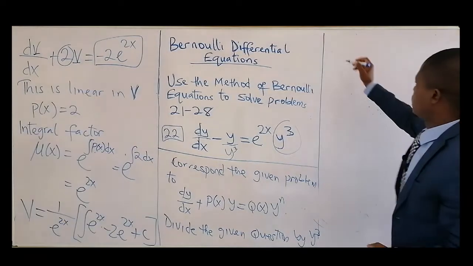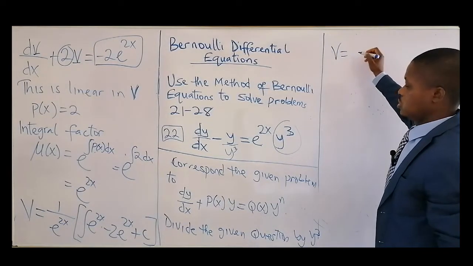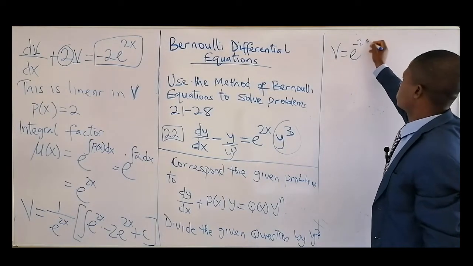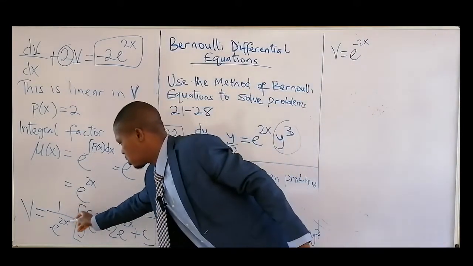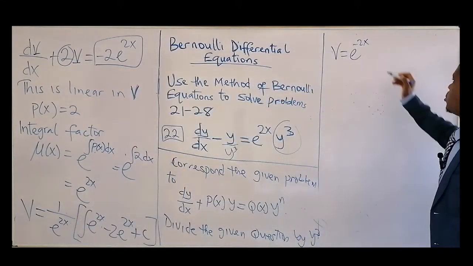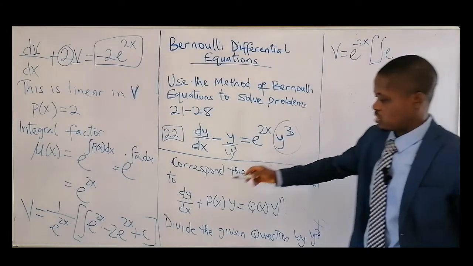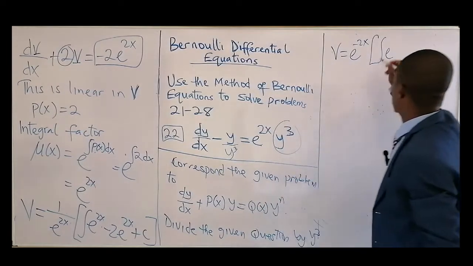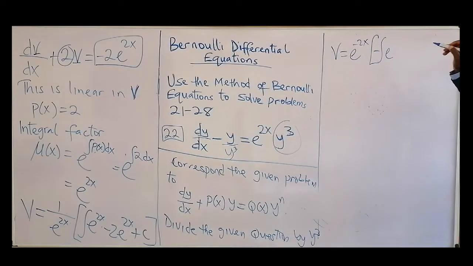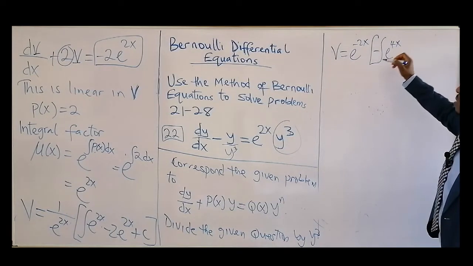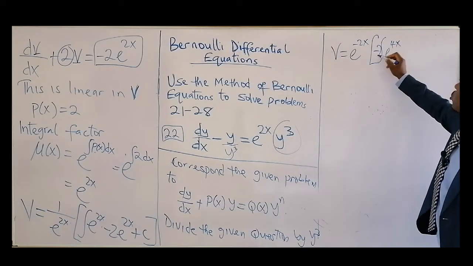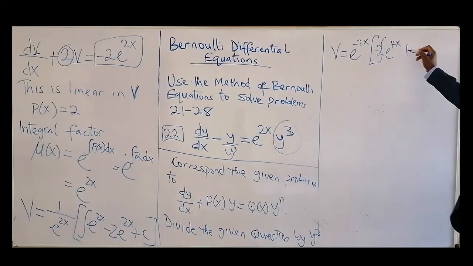Then we now have v equal to e^minus 2x. If you remove this 1 over, that becomes e^minus 2x, equal to bracket integral of e^2x times minus 2e^2x. This minus can come outside the integration, so that will be minus e^2x times e^2x, which gives e to the power 4x. The 2 can go outside, that's minus 2 outside, and then dx plus c. Okay? So that's what we have there.